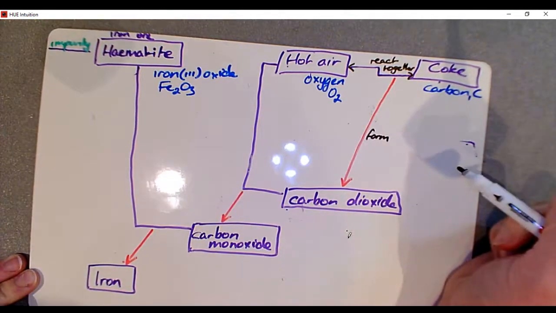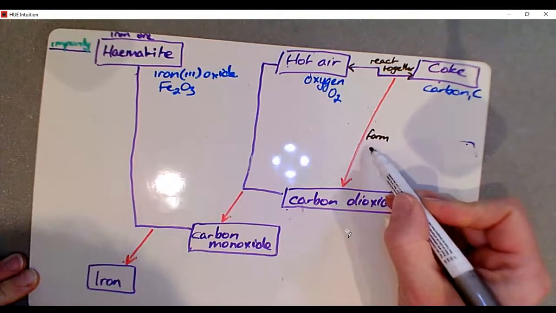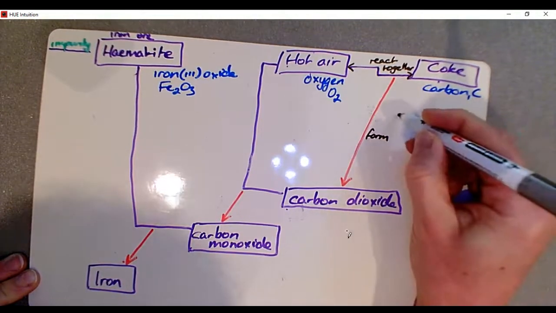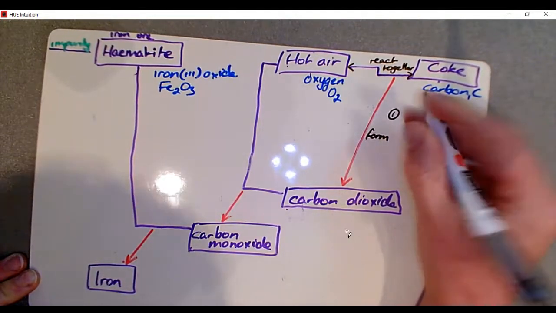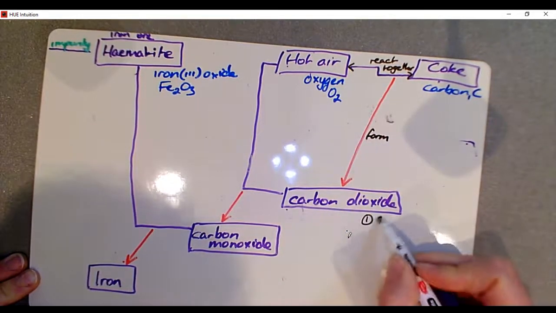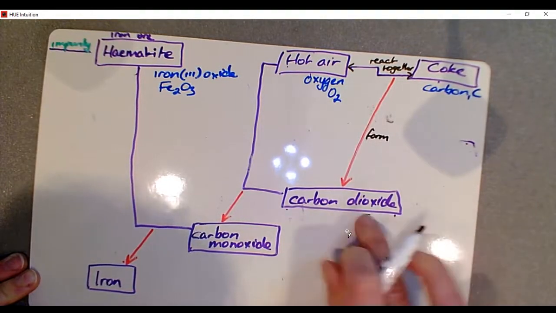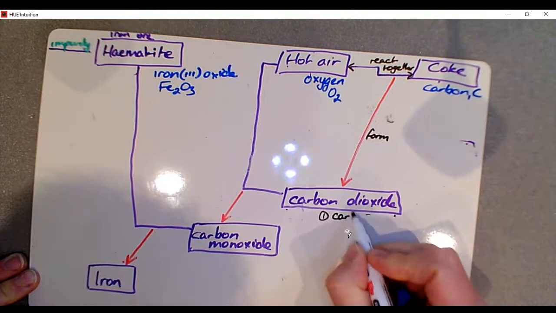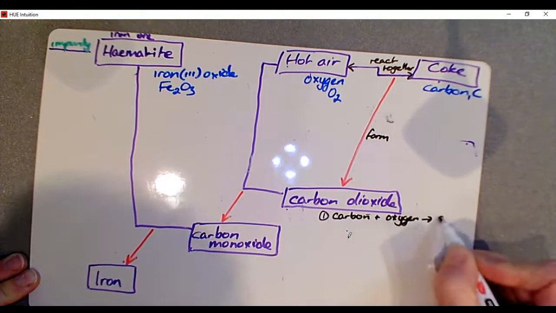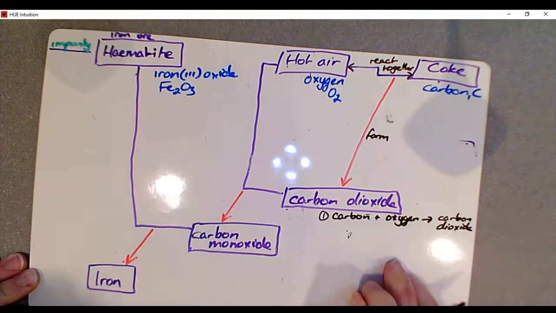So we're going to have to do a word equation for that. We're going to do word equations first. But if you look at your notes, you should find the word equation for this. We're going to call this equation 1. So carbon plus oxygen, arrow, carbon dioxide. Okay, and I'm going to try and leave room for the chemical equation.